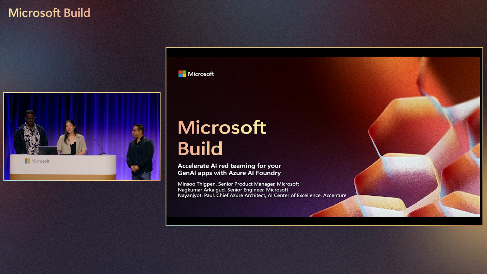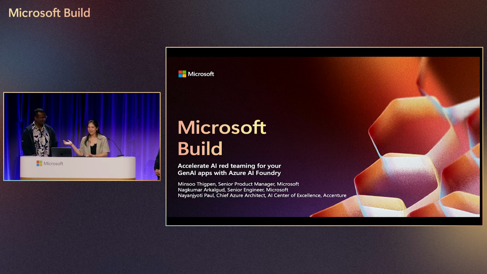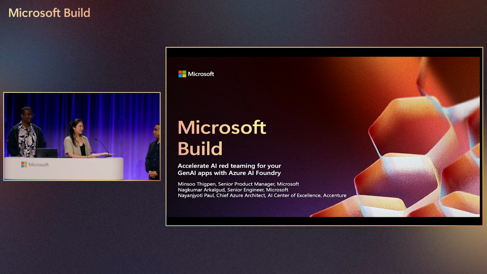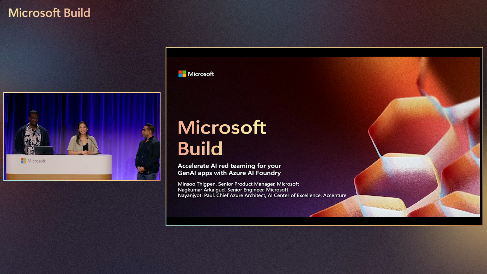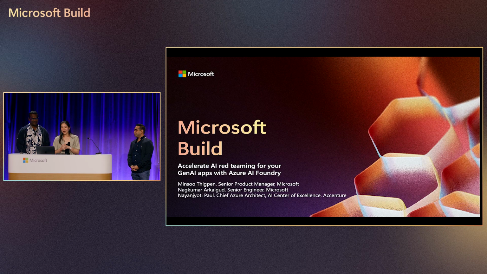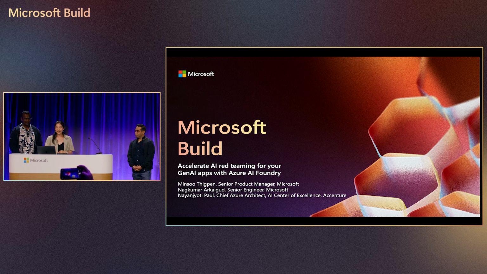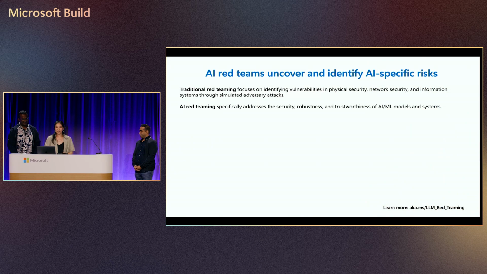Hello, everyone. Thank you so much for joining us. Today, I'm joined by my amazing colleague, Nagkumar, and a customer from Accenture, Nayan, who is our Chief Director, Azure Architect of the AI Center of Excellence. Today, we're going to walk you through how you can use the AI Red Teaming Agent to safeguard your generative AI applications. That's your models, your applications, your agents. Let's dive right into it.